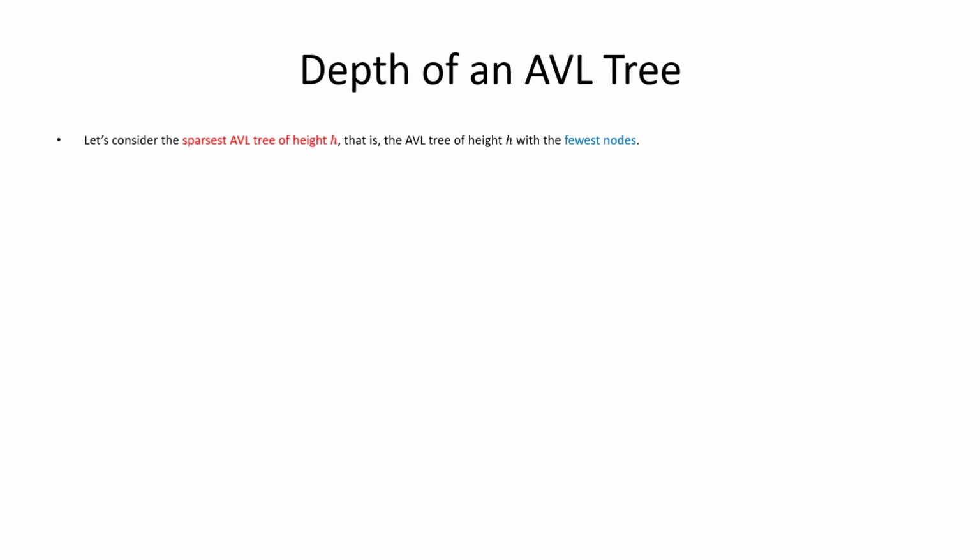Okay, so to analyze the cost, we're going to carry out a task of trying to find the sparsest AVL tree of any particular height. Sparsest meaning minimum number of nodes. So let's just try a couple heights. I'm going to put height over here. That's an n, I want an h.